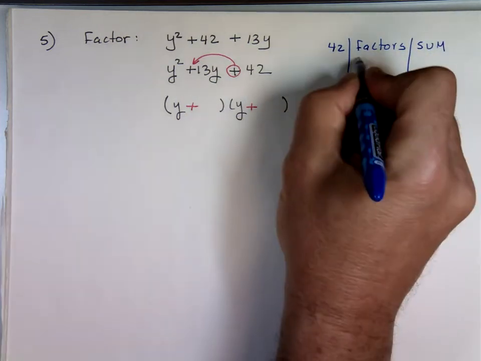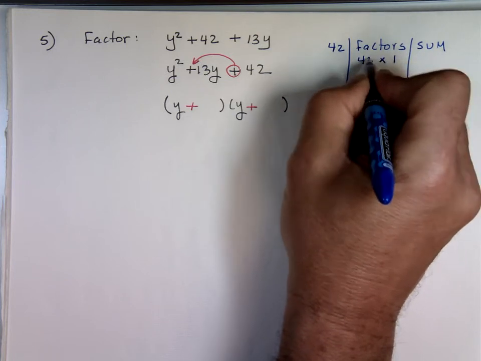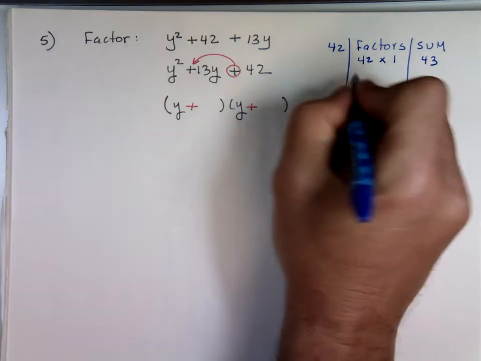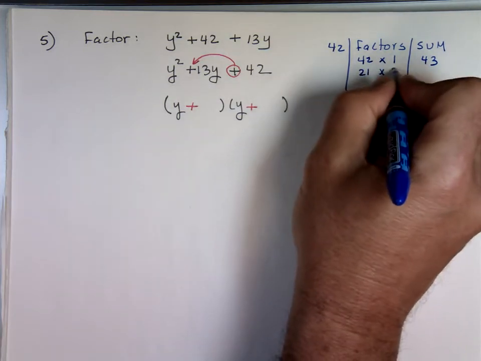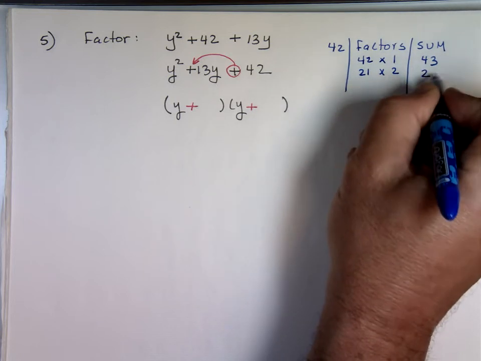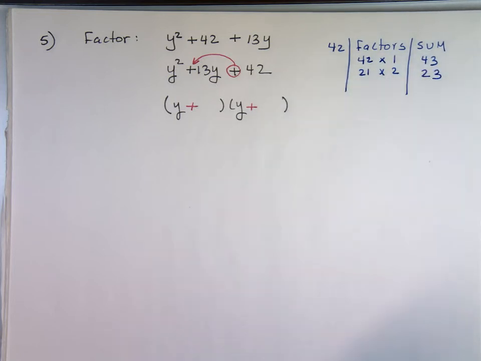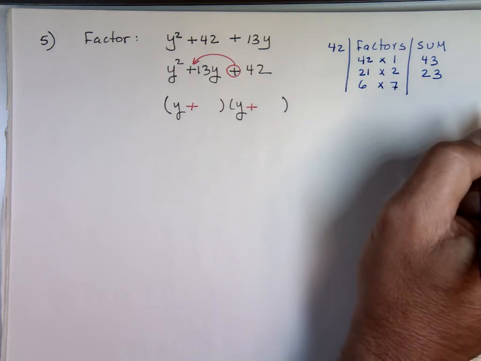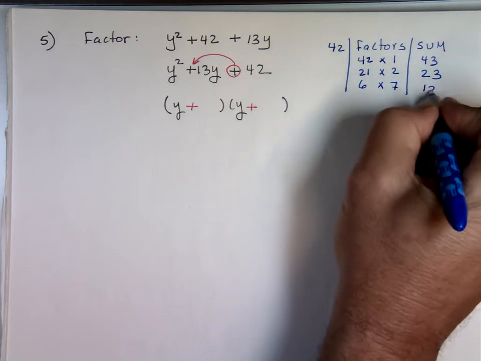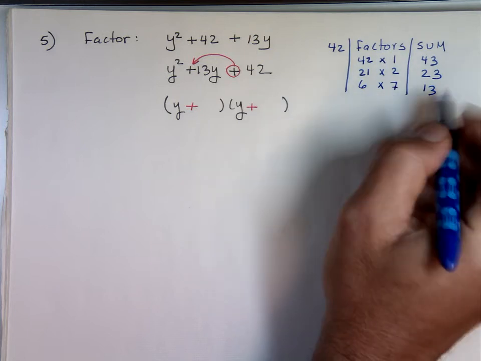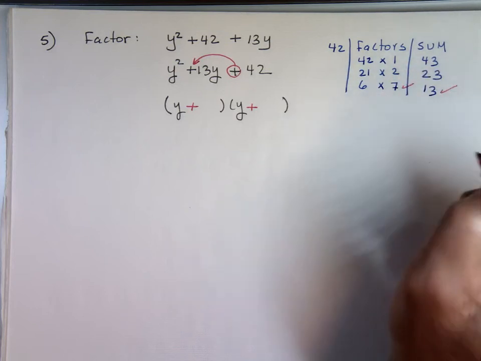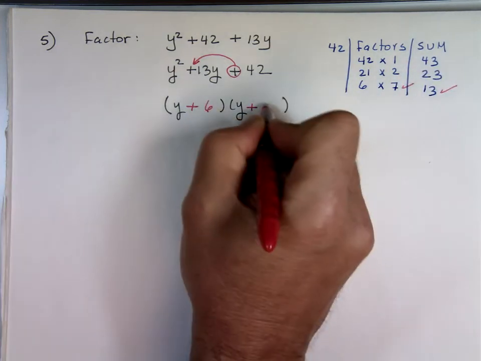Well, it could be 42 times 1. That's a 42, but the sum is what? 43. Nope. Could be 21 times 2. That's a 42, but the sum here is what? 23. Not good. Could be 6 times 7. That's a 42. The sum is what? 13. Bingo. These are my numbers: 6 and 7, positive 6 and positive 7.